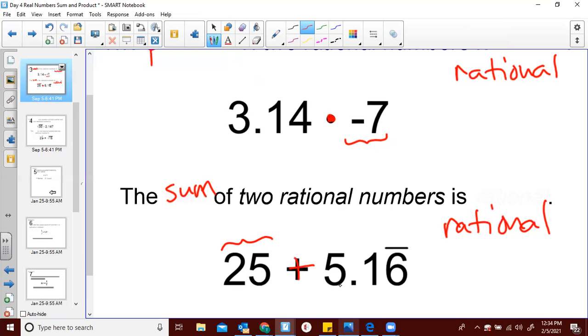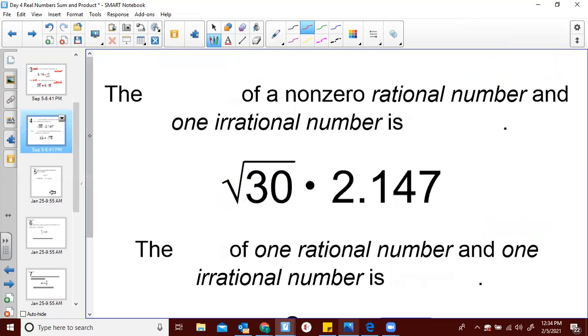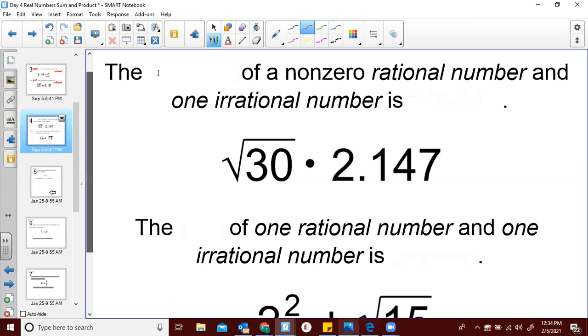All right, same thing here, 5.16. We know that we have this bar over top of it. And when we have that bar, it means it's repeating, which means that it's rational. Okay. All right, on the other side, we also have product. So the product of a non-zero rational number and one irrational number is always going to be irrational.